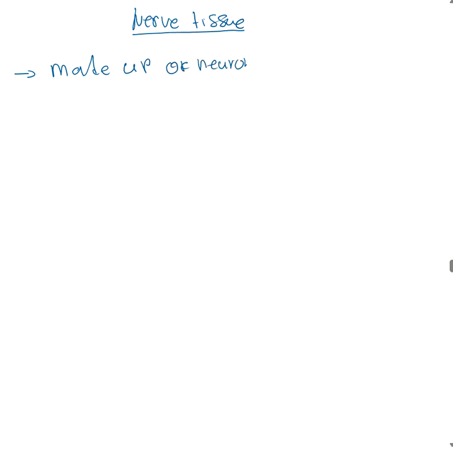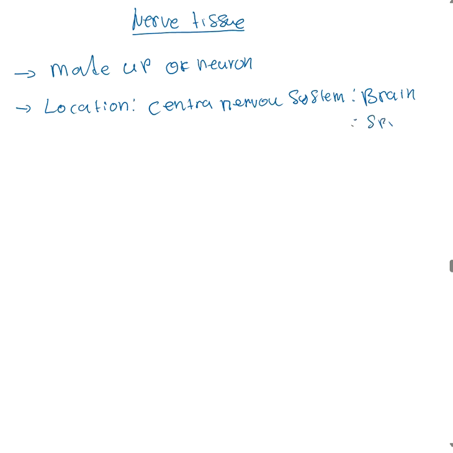So where do we find this nerve tissue? Nerve tissue is typically found in what we call the CNS. CNS stands for central nervous system. The central nervous system makes up your brain and also your spinal cord. And they are responsible for sending information. These neurons are responsible for sending information between the brain, spinal cord, and the other parts of the body.